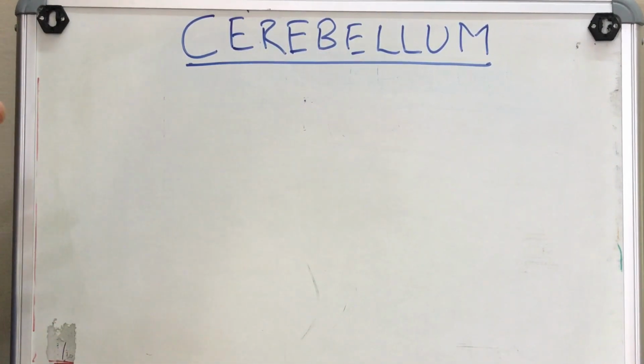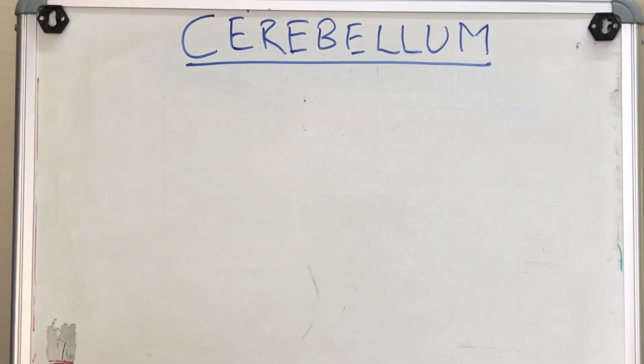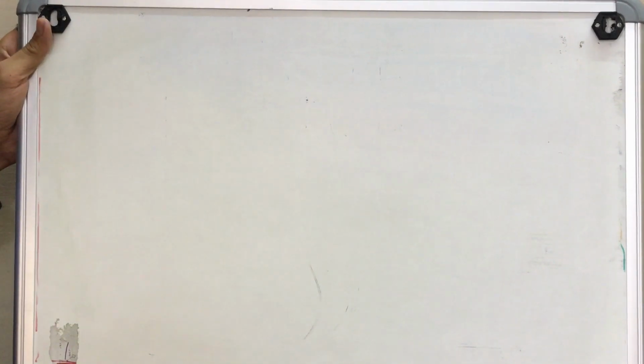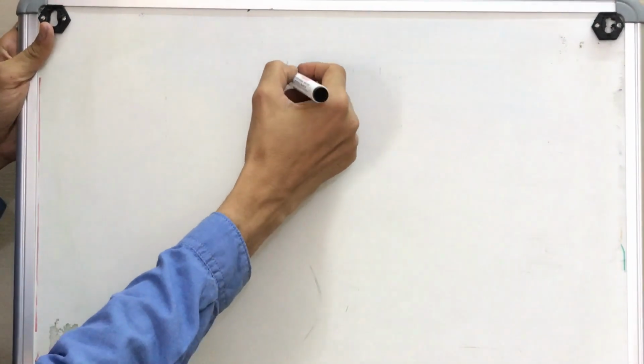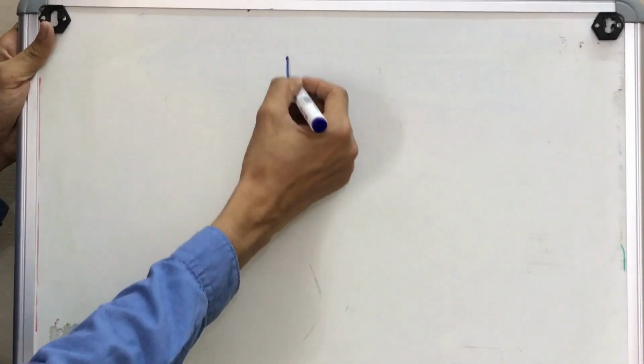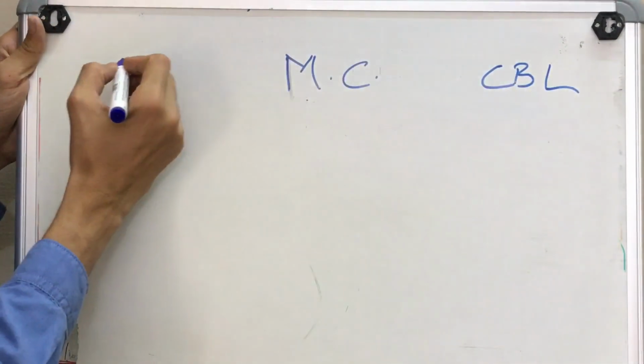Then we covered the basal ganglia, because the basal ganglia, motor cortex and cerebellum, these three parts of the nervous system are the ones involved in planning and programming a particular type of voluntary movement. I have told you many times in the previous lectures, but I will repeat it again. There are these three parts: the motor cortex, which I'll represent by MC, and CBL is cerebellum and basal ganglia.